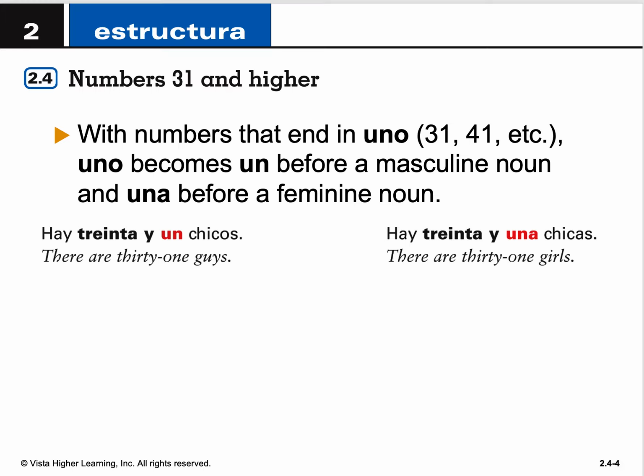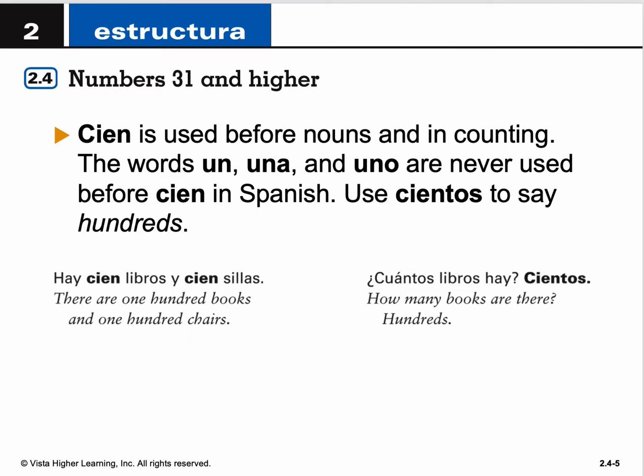With numbers that end in uno, it becomes un before a masculine noun and una before a feminine noun. So I could actually say treinta y un chicos because chicos is masculine. So 31 is treinta y un, not treinta y uno. In the Portales activities, you have to really be careful to drop the O for the masculine and to add the A for the feminine. That's going to be important to pay attention to.